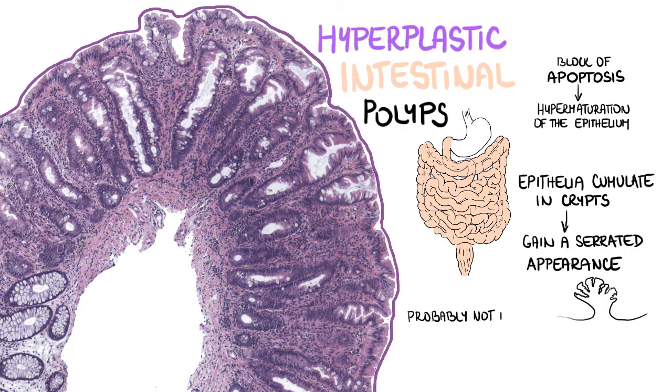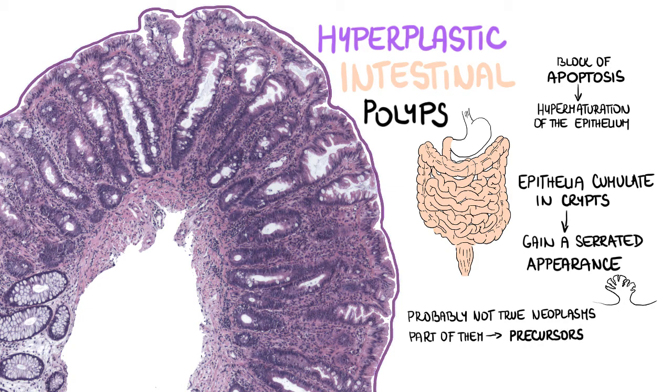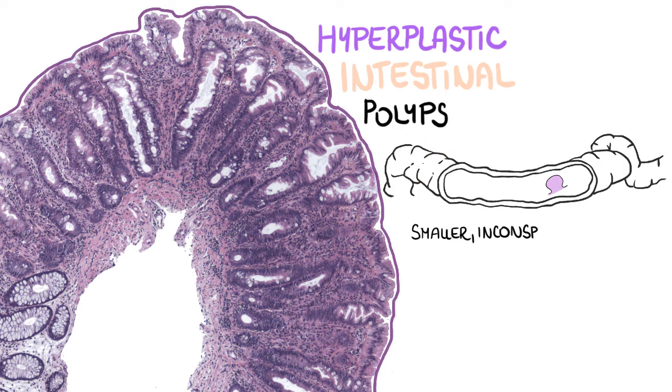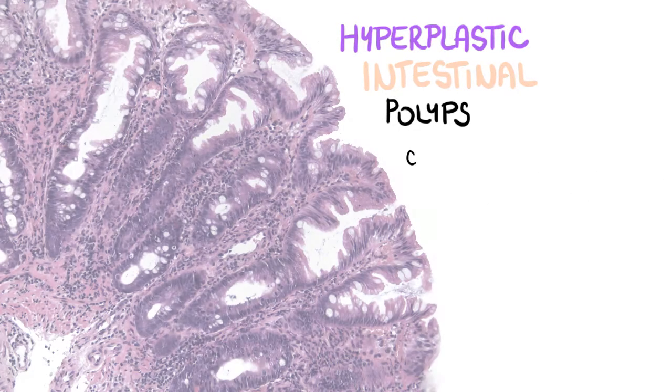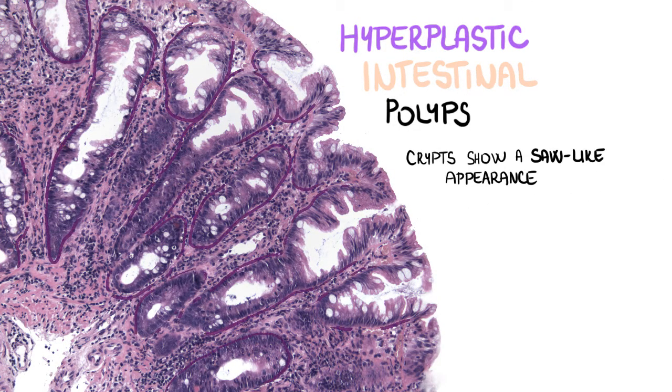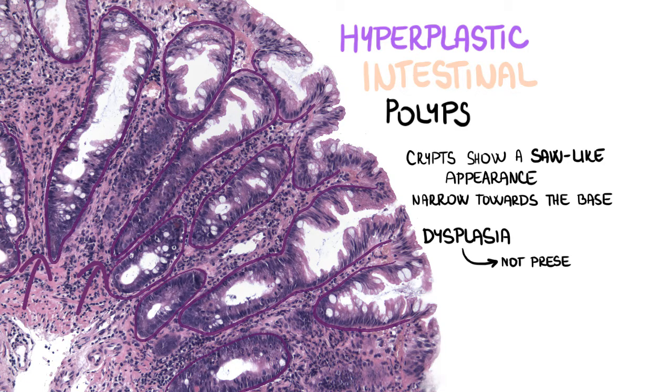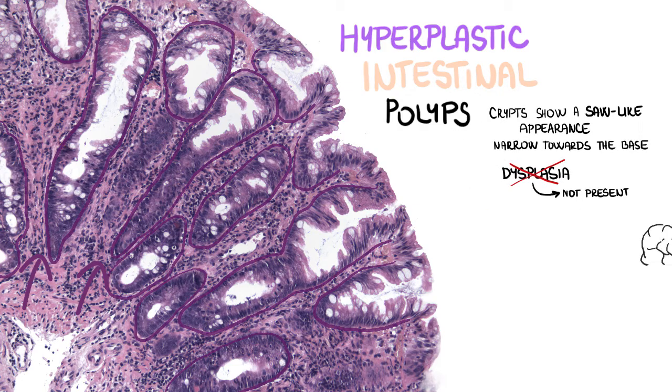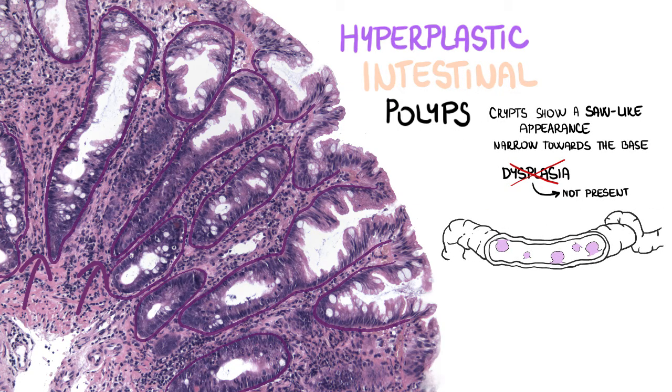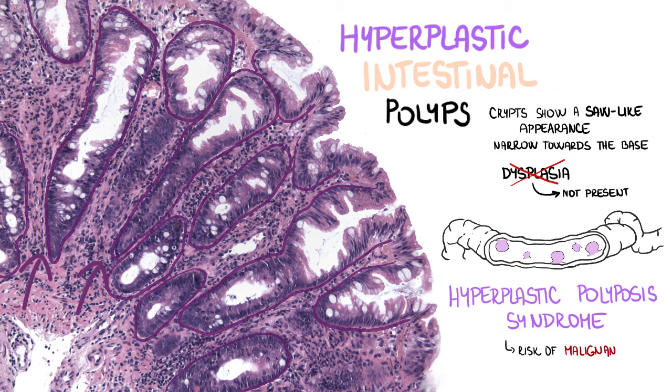They are probably not true neoplasms, but at least part of them may represent precursors of serrated adenomas, which already have a neoplastic nature. Grossly, they are smaller, inconspicuous, just a few millimeters big. Microscopically, crypts show a saw-like appearance of the epithelium and narrow towards the base. Dysplasia is not present. If hyperplastic polyps are multiple, they may be a sign of hyperplastic polyposis syndrome, with a risk of malignant transformation.